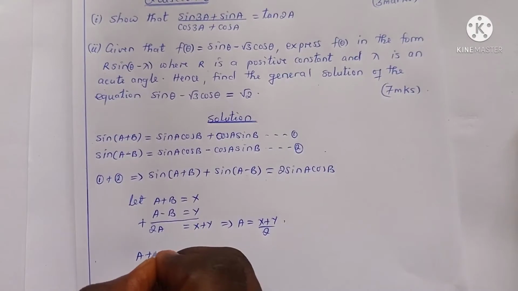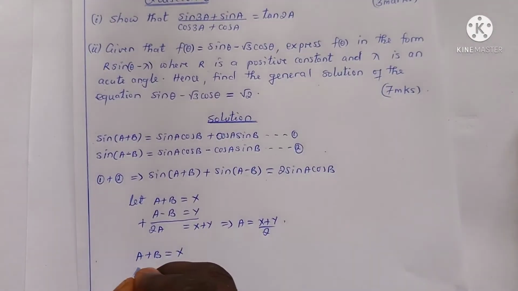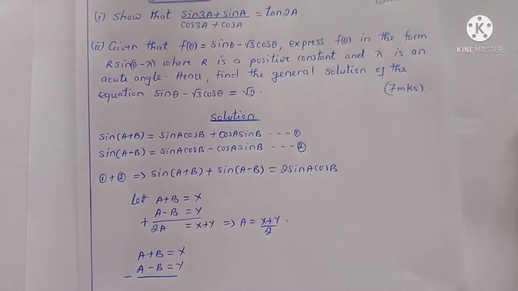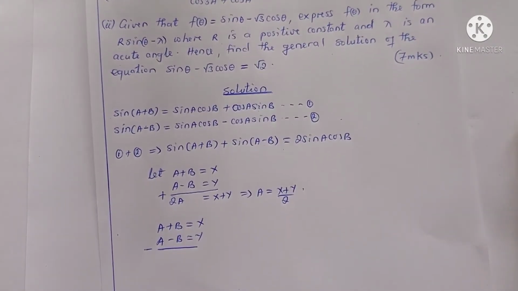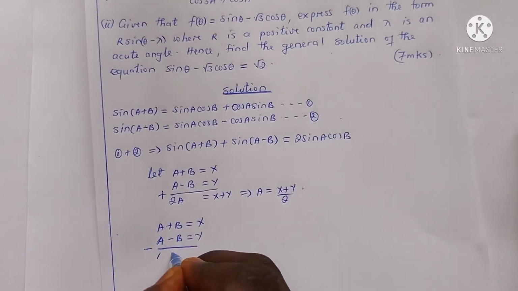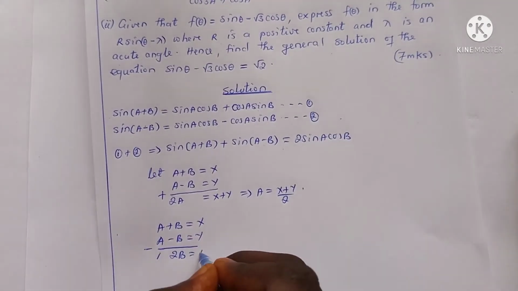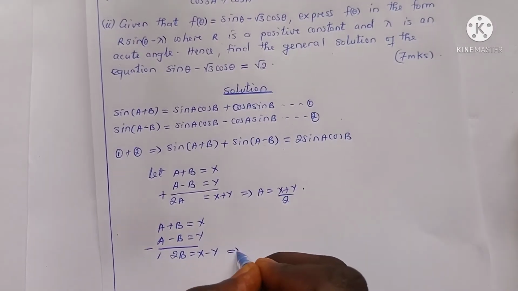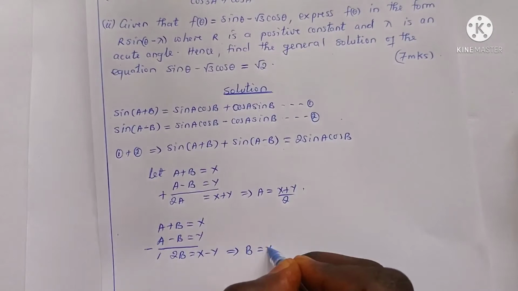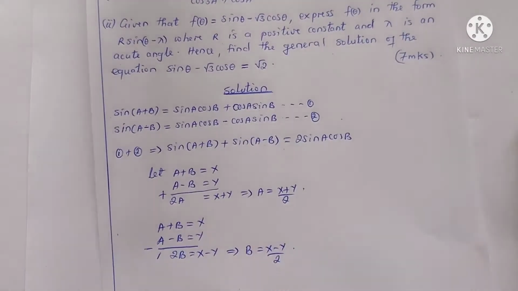Now, if you take the same equations, a plus b equal to x and a minus b equal to y, and we subtract, this is what we are going to obtain. We know a minus a is 0, b minus negative b is 2b, which is equal to x minus y. And if you divide both sides by 2, we obtain b, which is equal to x minus y divided by 2.